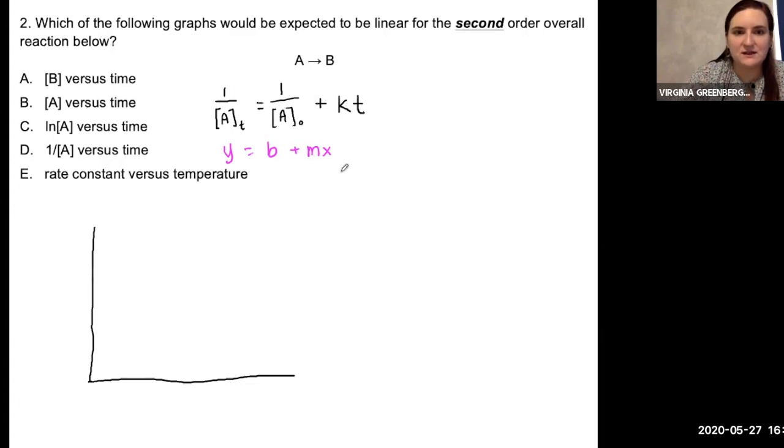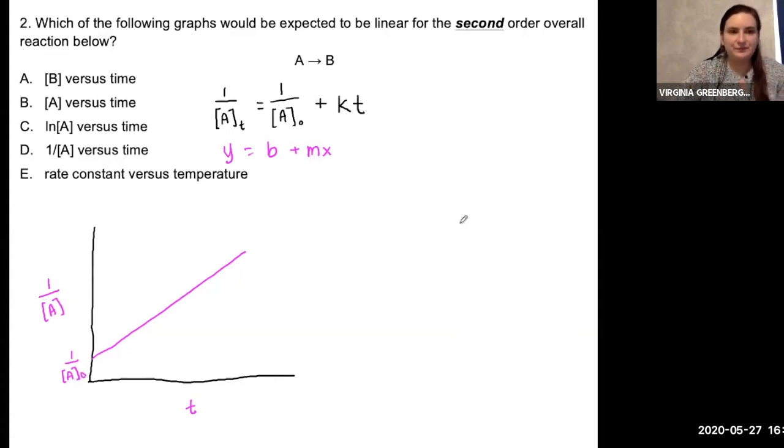If I were to take this equation and draw a graph with it, I'm going to need to have 1 over concentration on the y-axis, time on the x, and then because we have that plus kt term, this will be positive. And then my y-intercept will just be 1 over the initial concentration. And so that means that plot D would be our linear graph.